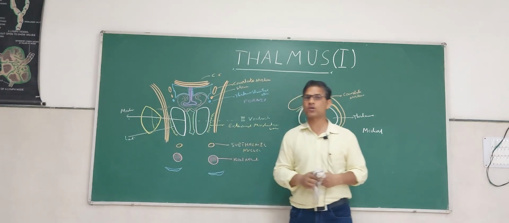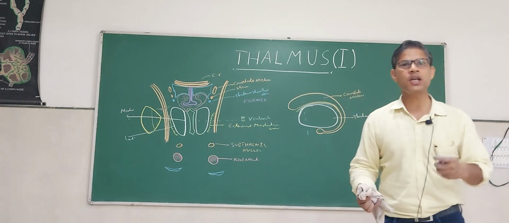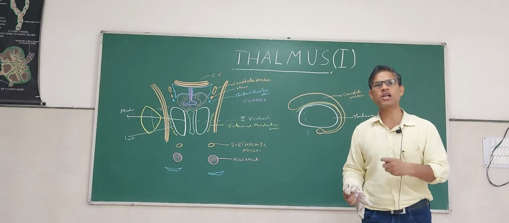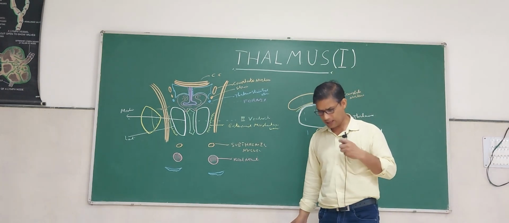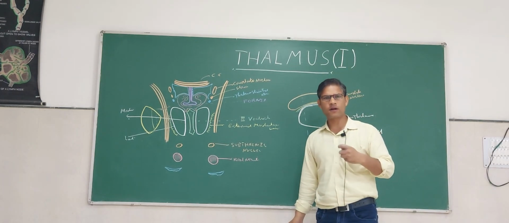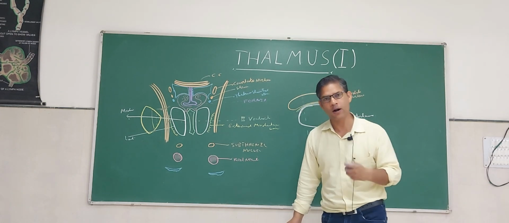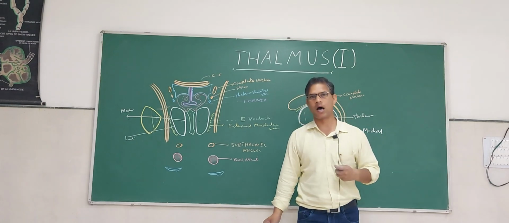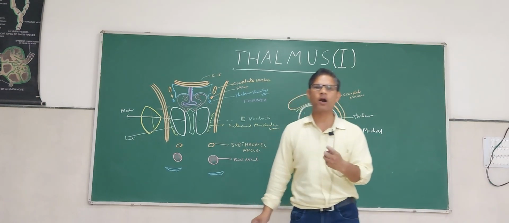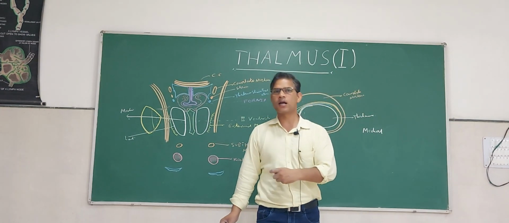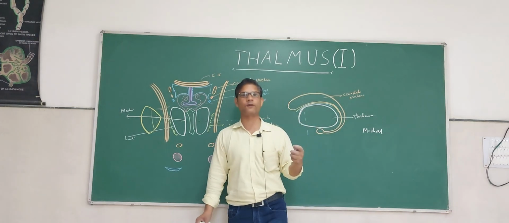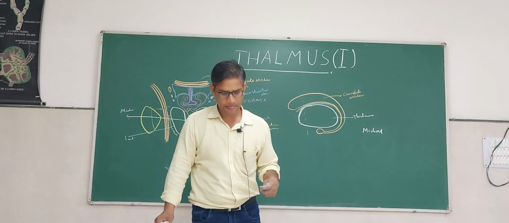These are a few relations. Once again, the anterior end is reaching up to the interventricular foramen, connecting the third ventricle. The posterior end is broader and known as the pulvinar, which is covering the lateral geniculate body as well as the medial geniculate body, concerned with the visual pathway as well as the auditory pathway.